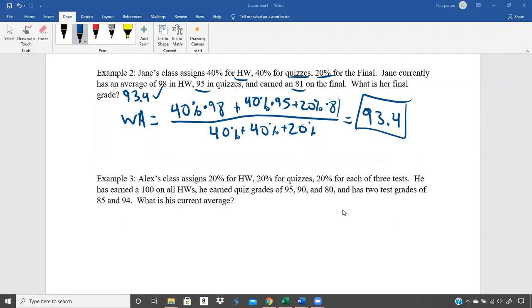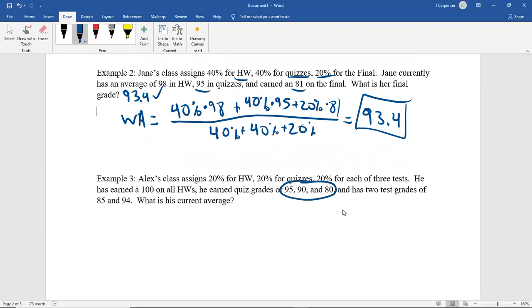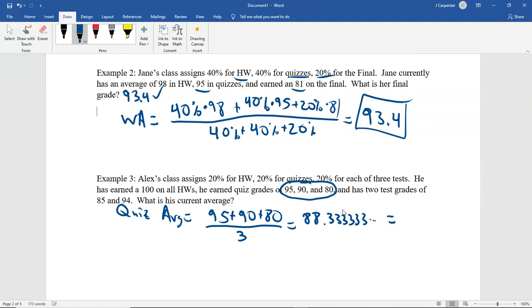All right, so I already covered both first two examples in the groups individually. This third one, with only about 8 minutes left, we're just gonna go over together. I did mention ahead of time that you needed to find the average of those. So the quiz average, this is not a weighted average. This is just add them up and divide by the number of things. If you add 95 and 90 and 80 and then divide by 3, you get 88.3333. So we can just round it to 88.3 for all intents and purposes.